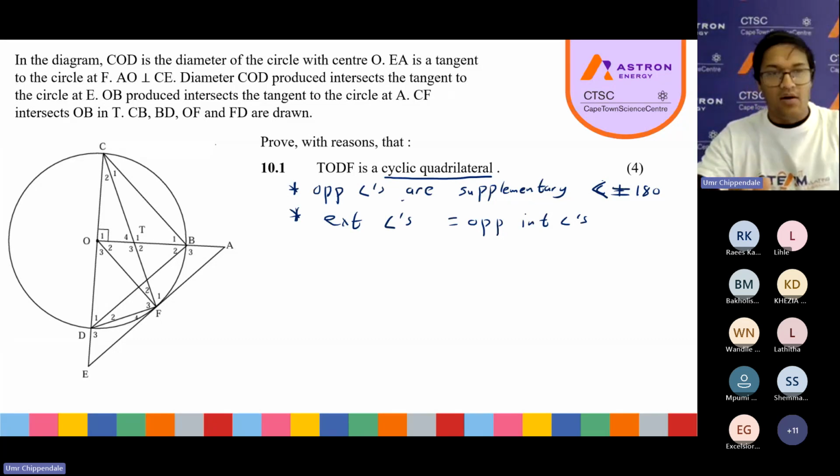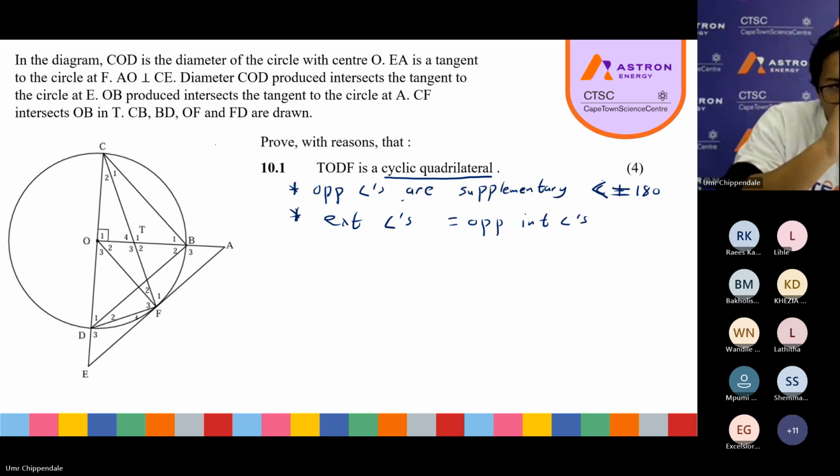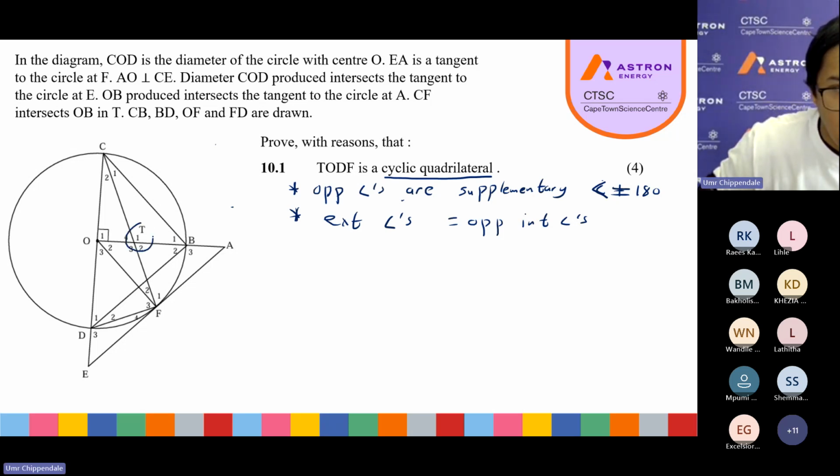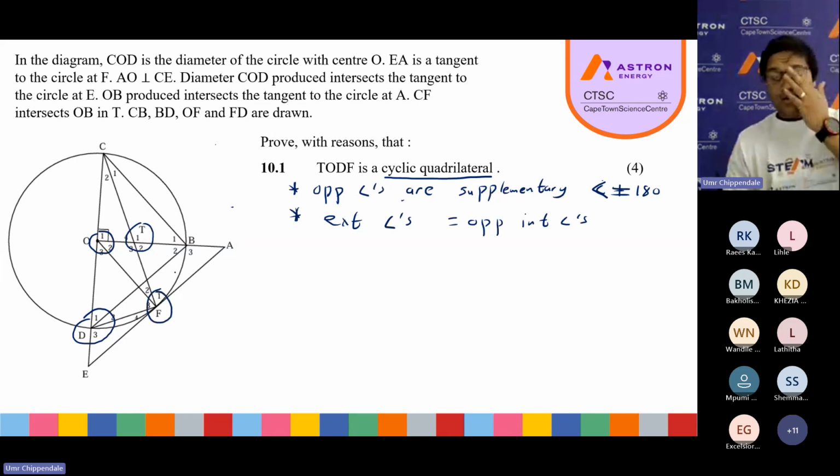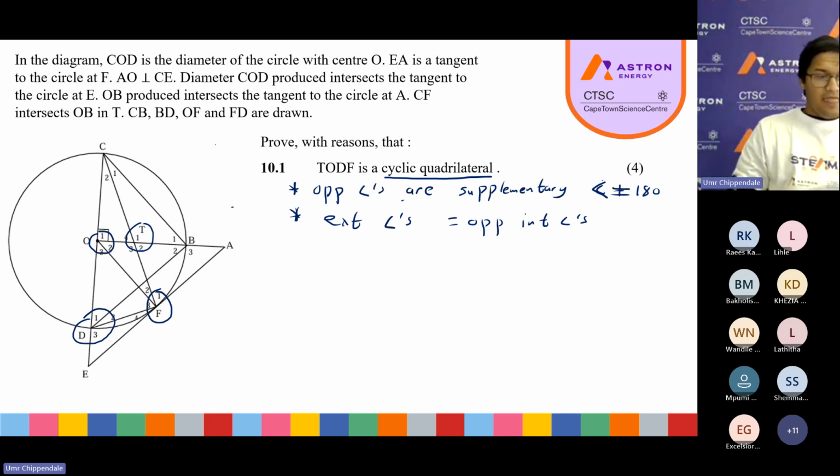So, okay, now we are going to look at TODF. They want to know if TODF. So where do we find TODF? T is here. So is this point over here? T, O, D. Well, that is D, and that's F here. They want to know that those four points actually do make a cyclic quadrilateral.